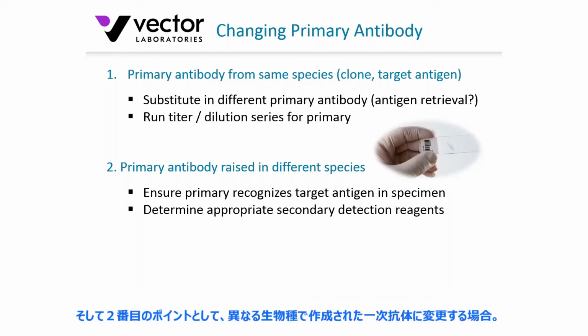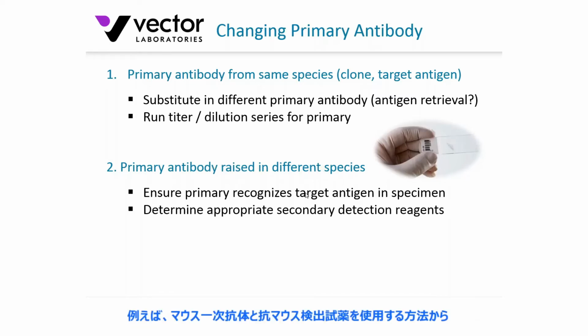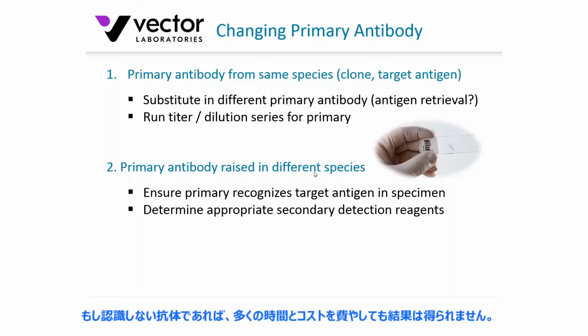If you are looking at a primary antibody, this is point number 2, raised in a different species, so you're changing now from a mouse primary with an anti-mouse detection reagent to, say, a rabbit primary antibody or a goat, and introducing a secondary detection reagent with that. Number one, again, importantly, ensure the primary antibody recognizes the target antigen in that specimen. I know I've said this a couple of times, but a lot of investigators waste an inordinate amount of time and money without actually asking that question, and addressing that would go a long way to ensuring success for them at the get-go.